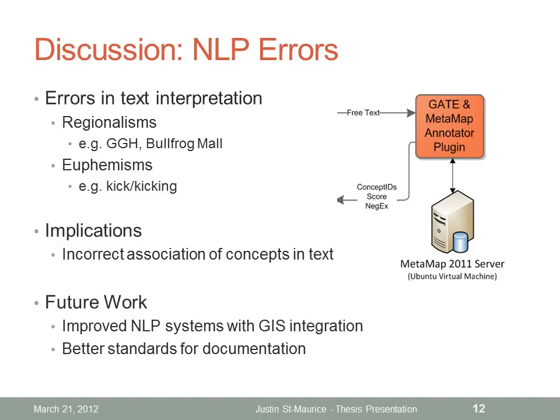And future work is twofold. One is improved natural language processing with GIS integration. GIS is a geographic information system that would have the ability to deal with some of those regionalisms. It would be able to detect that GGH in the Guelph community means Guelph General Hospital, but GGH in London, UK probably doesn't mean Guelph General Hospital. Future work would also involve creating better standards for documentation so that we don't have euphemisms in there in the first place.